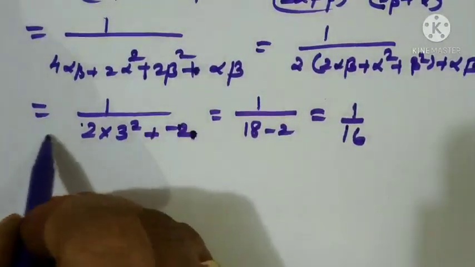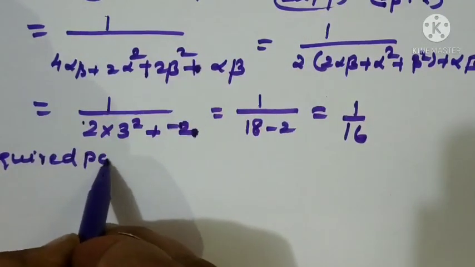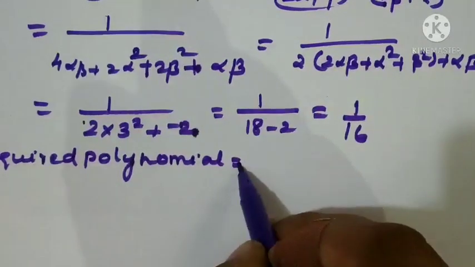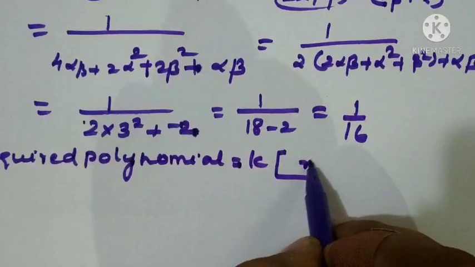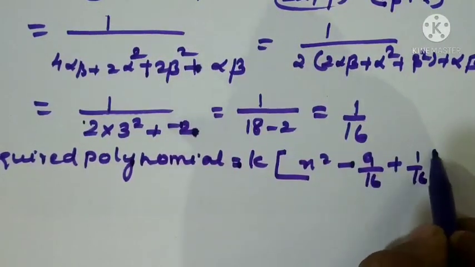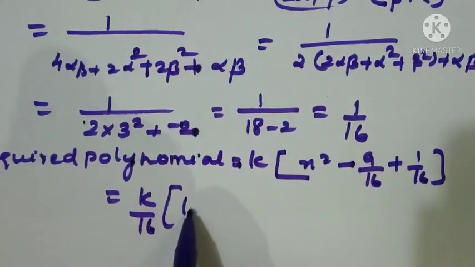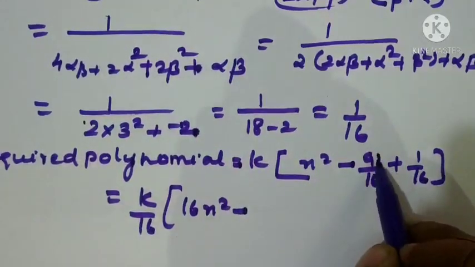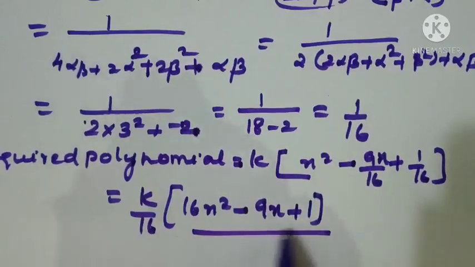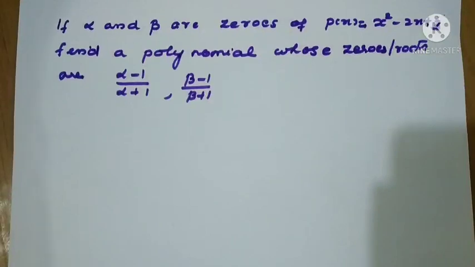So we can write the required polynomial k into x square minus 9 by 16 x plus 1 by 16. Take the LCM as k by 16, then 16x square minus 9x plus 1, which is the new polynomial.